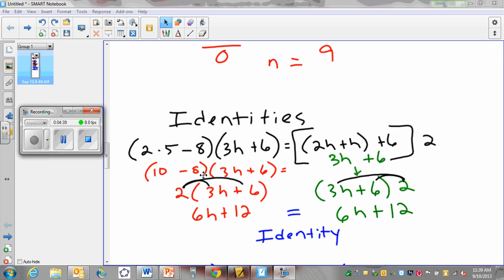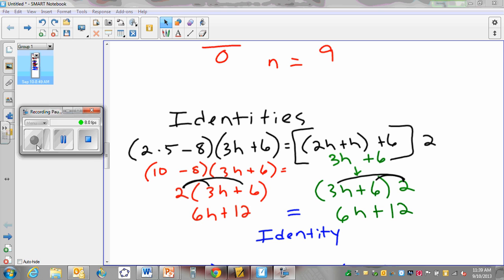We need to simplify each side. So 2 times 5 is 10, 10 minus 8 is 2. Then we distribute. 2 times 3h, 6h. 2 times 6 is 12. On this side, 2h plus h is 3h, so we got 3h plus 6. These brackets are the same thing as parentheses, so put these in parentheses, multiply by 2. We're distributing 2 times 3h, 6h. 2 times 6 is 12.